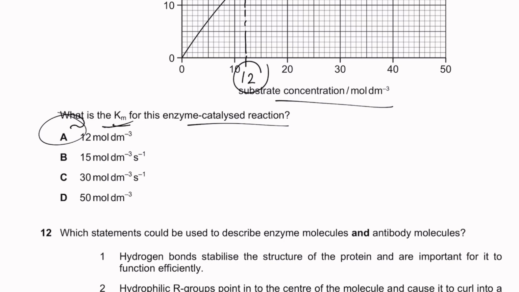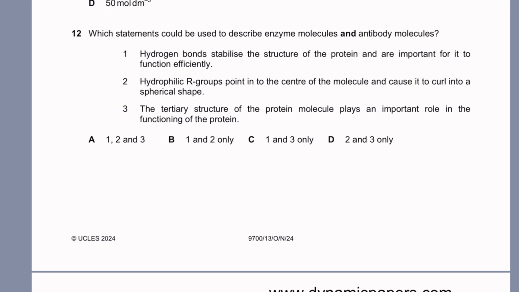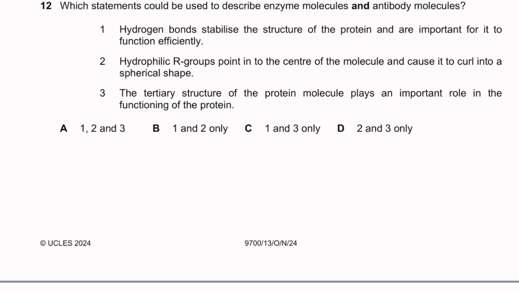There you go. Which statements could be used to describe the enzyme molecules and antibody molecules? Hydrogen bonds stabilize the structure of the protein and are important for it to function efficiently.